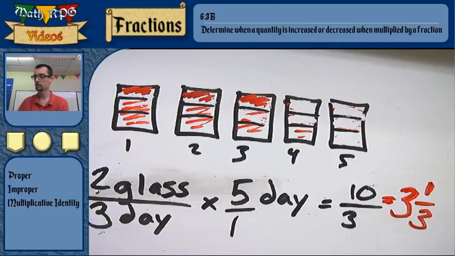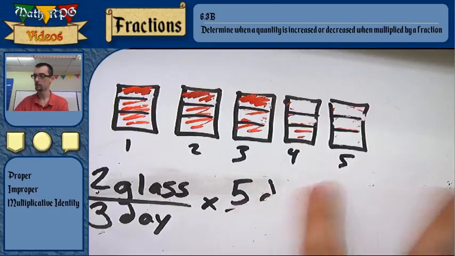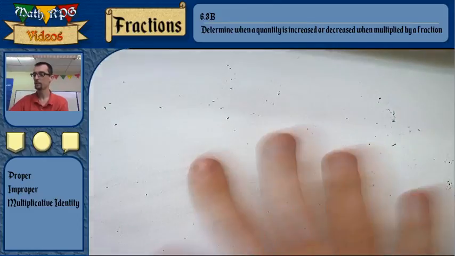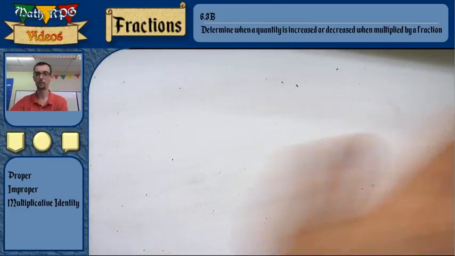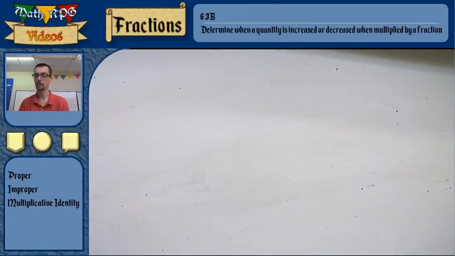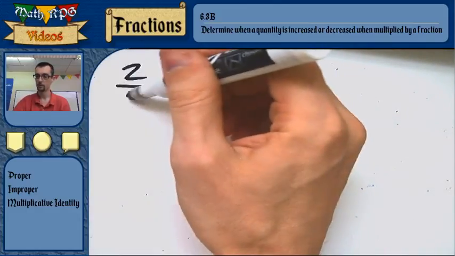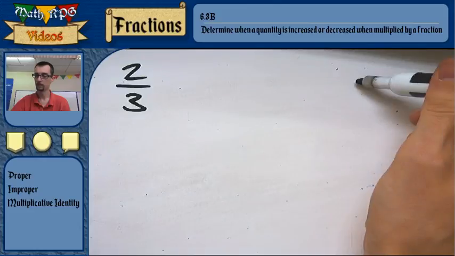So now let's take a look at another example, all right? So instead of drinking 2/3 of a glass every day, now, Mr. Baker, let's switch that. Let's take the reciprocal of 2/3. So the reciprocal of 2/3 is, just as a review, reciprocal means flip it. Okay?